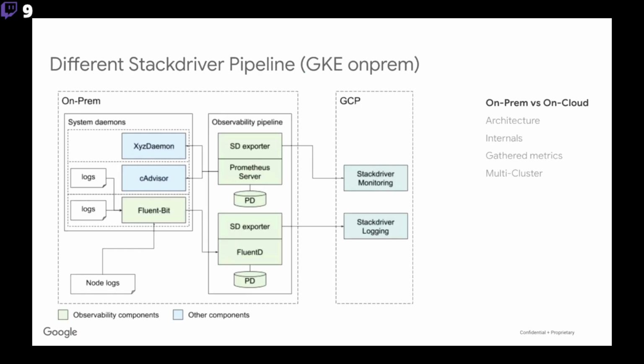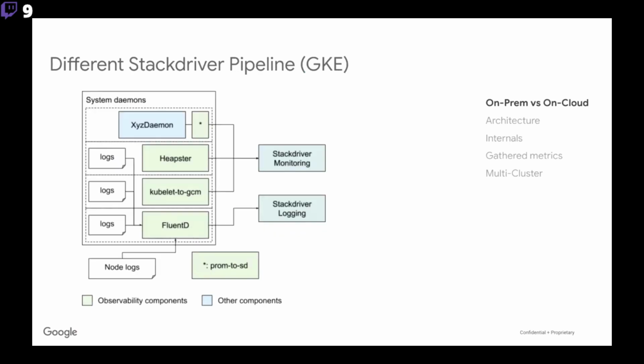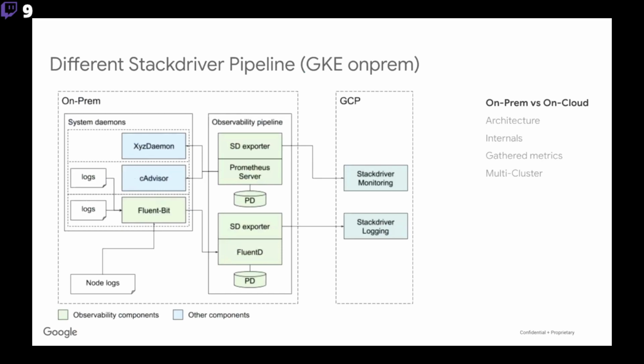So the data path, I would say, is slightly easier because there will be just one component exporting the metrics, while comparing to that, it's like multiple places. If you look at the XYZ daemon, the asterisk can be a lot of these. You may see a lot of these prom-to-SD sidecars in a lot of pods, and every one of them will be sending the metrics to the monitoring API. But here, we just have one. Okay.